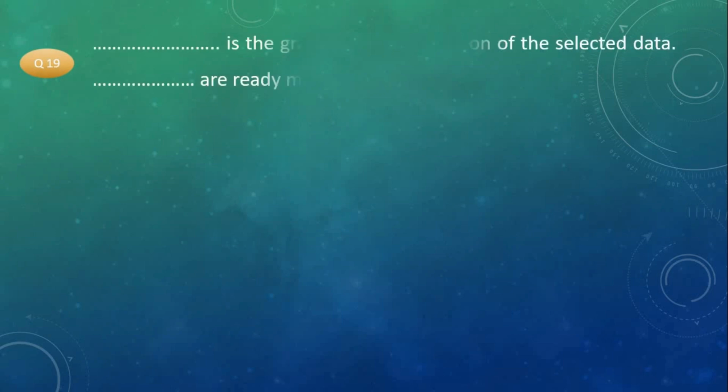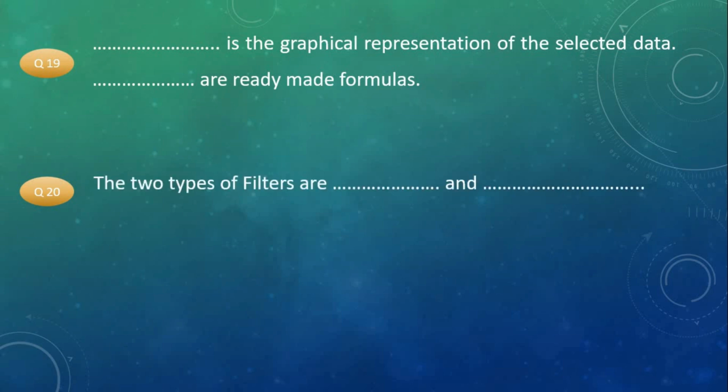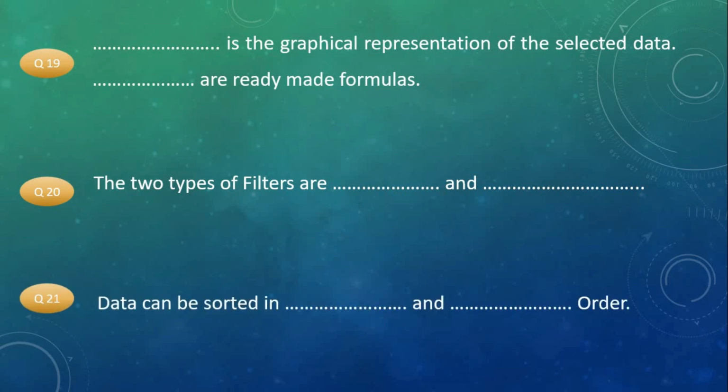19th question. Dash is a graphical representation of the selected data, and dash are ready-made formulas. Next one. The two types of filters are dash and dash. Data can be sorted in dash and dash order.